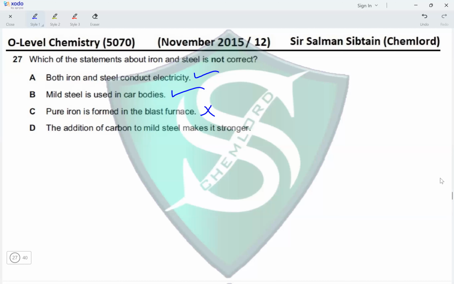The addition of carbon to mild steel makes it stronger. Yes, carbon is the reason that steel is an alloy. So addition of carbon to steel makes it stronger. So the question asks which statement about iron and steel is not correct. Therefore, option C is the correct option for this question.